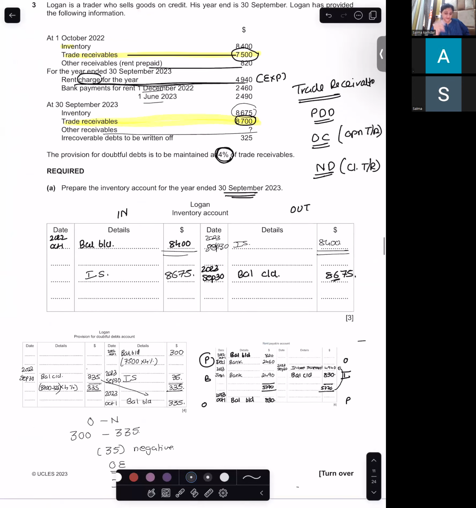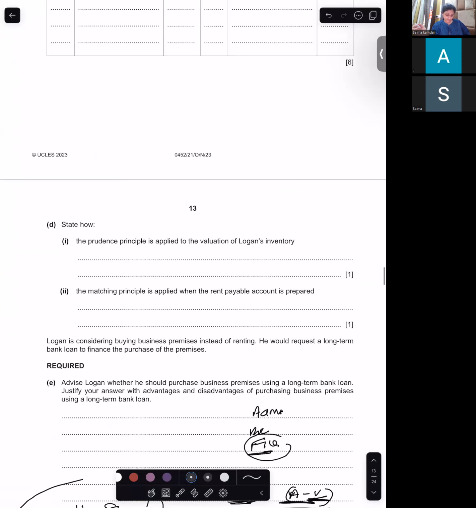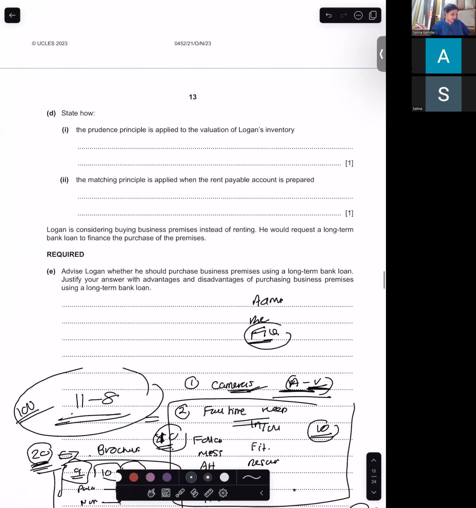So we've completed the three accounts. We've incorporated all this information. Now, principles. State how the principle of prudence is applied to value Logan's inventory. What is the principle of prudence for valuation of inventory? Prudence principle states that the asset should not be overstated. Inventory should be valued so that assets are not overstated.